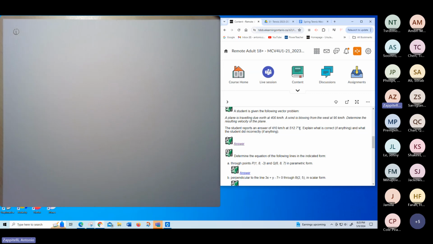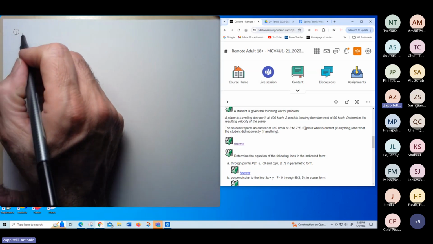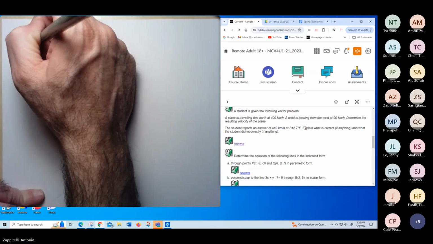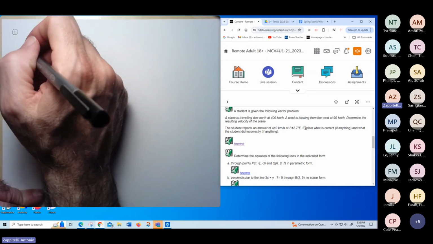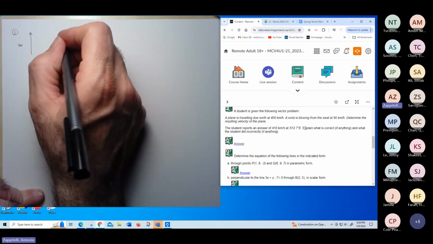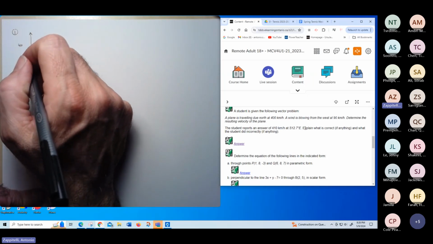Now, I think the trick here is that it says blowing from the west as opposed to saying blowing toward the west or westward. So you have to think west is over there. If you're blowing from the west, it means you're actually going eastward. So when you're drawing your diagram, the plane is going north at 400 kilometers an hour. And then the wind is blowing from the west, so towards the east. And you want to find the resulting velocity.